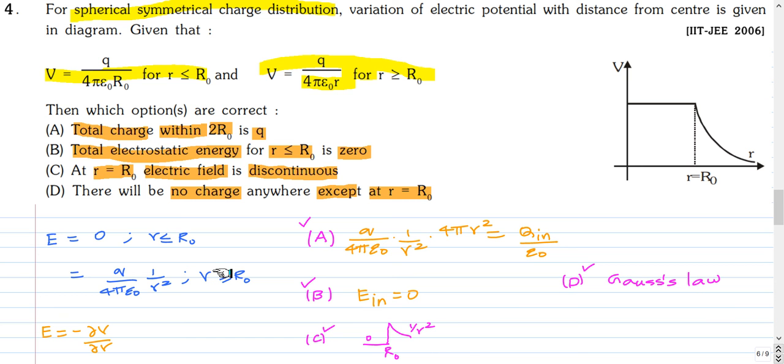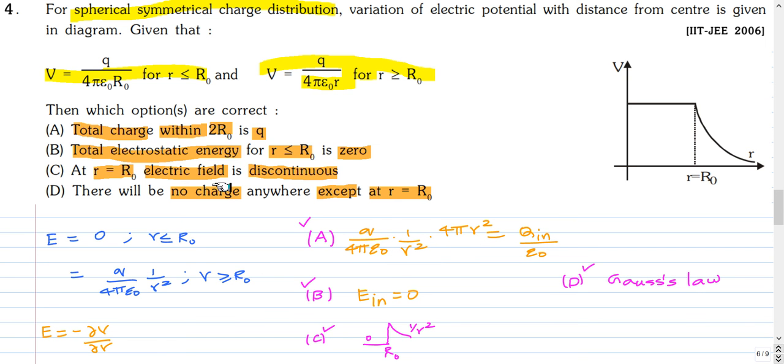Option A says the total charge within 2R0 is Q. This we can obtain by using Gauss's law. Since it's a spherical charge distribution, the total electric flux is the electric field, whose value is Q by 4 pi epsilon naught into 1 by R square, into the surface area 4 pi R square, and that is equal to Q in by epsilon naught. So from this we get Q in as Q. So option A is true.